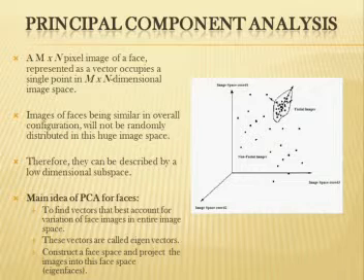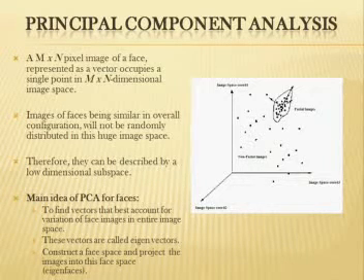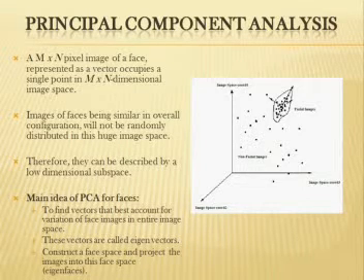Main idea of PCA for faces: to find vectors that best account for variation of face images in the entire image space. These vectors are called eigenvectors. Construct a space and project the images into this face space.